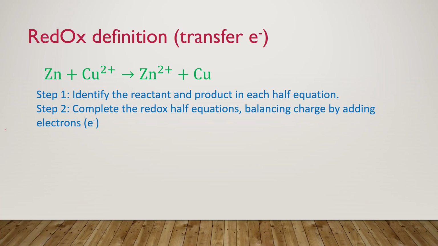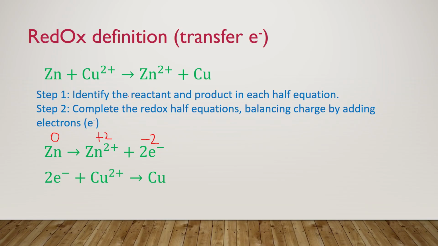Pause the video, use the steps that we learnt before and attempt to write down the 2 half equations. Okay, so we can see that we've got a zinc species on the left hand side and zinc 2+ ions on the right hand side. So we have neutral zinc on the left hand side and then a zinc +2 charge on the right hand side. So overall we have +2 charge on the zinc ions and 0 on the zinc metal. To balance we need a 2 charge from 2 lots of a single negative electron charge.